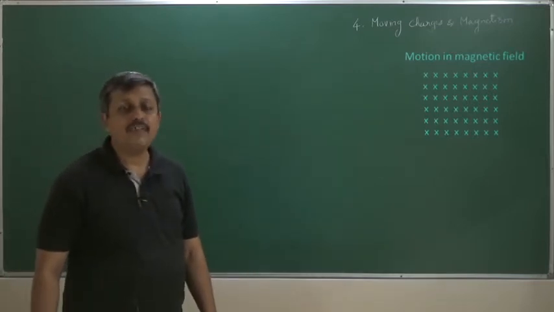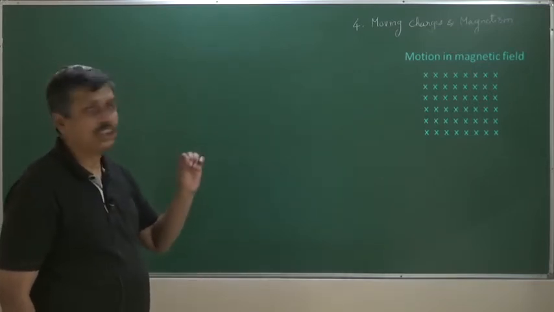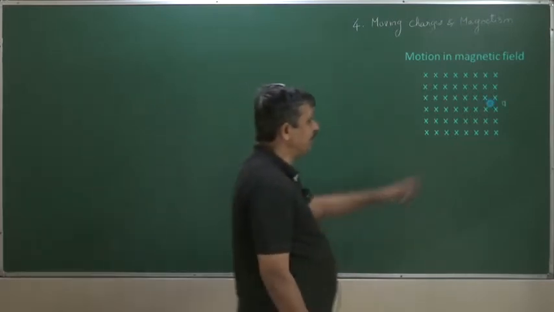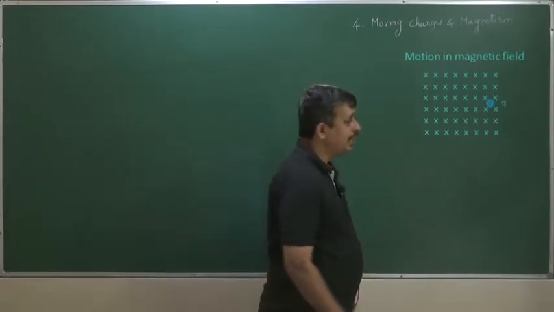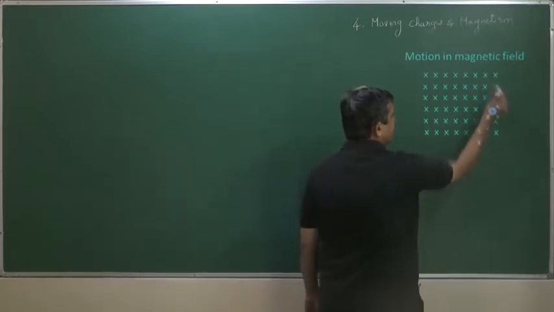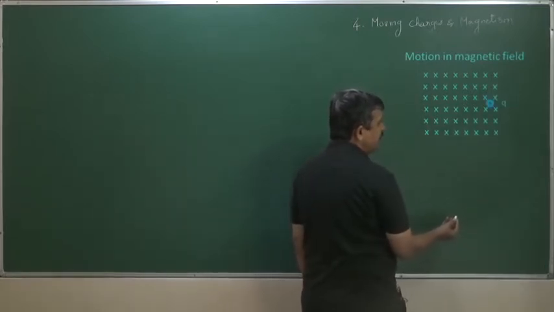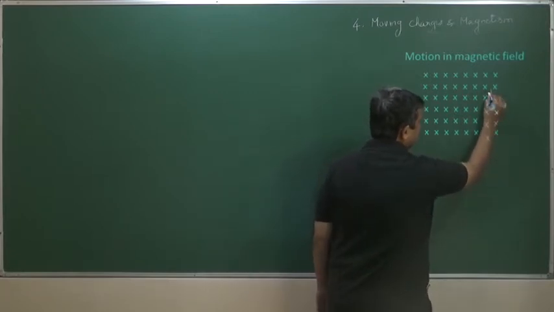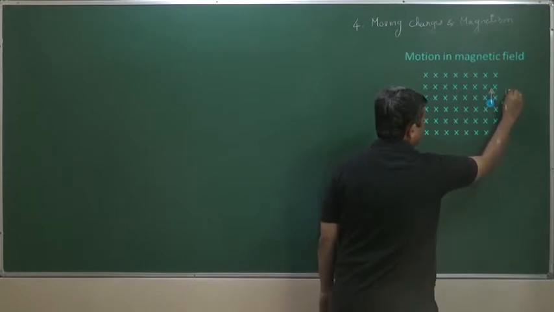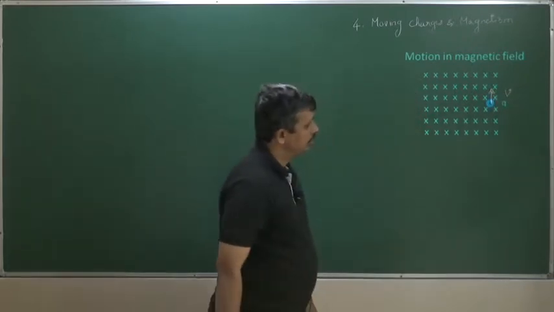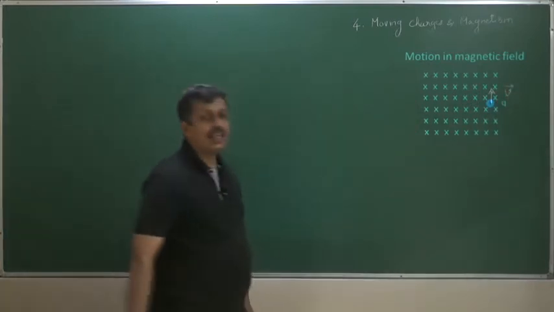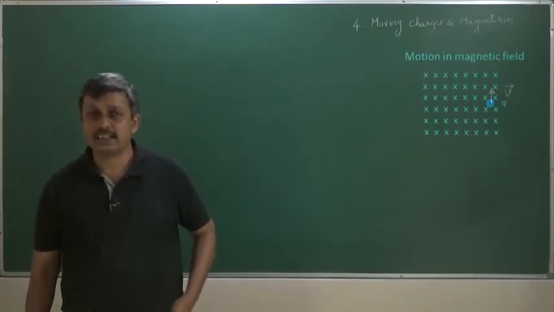Now, I will take one charge and put it here, and that charge is, let us say, plus q. When the charge is plus q, let us say the charge has a certain velocity in this direction. This is the direction of velocity v of the charge. Now, what will happen if there is a velocity in that direction?